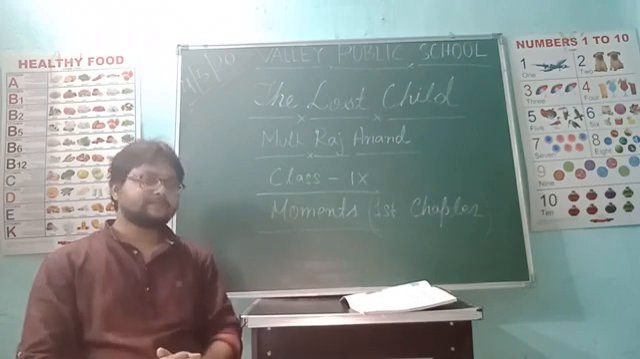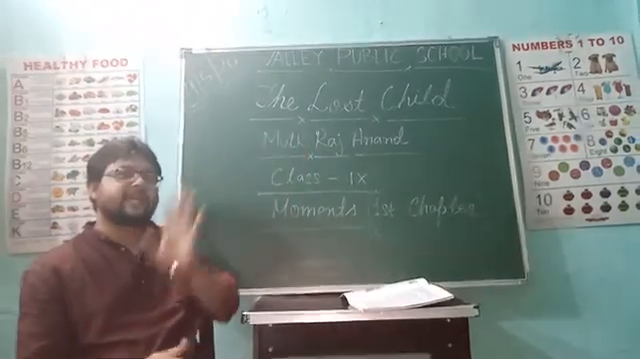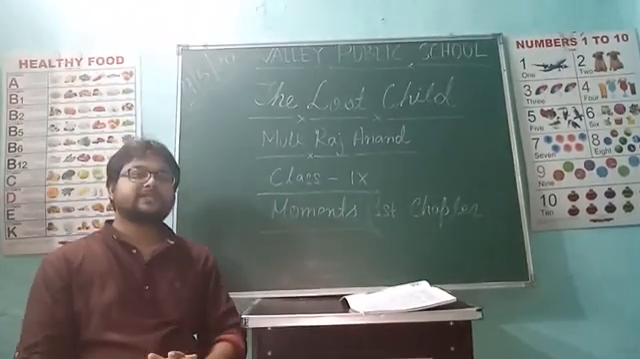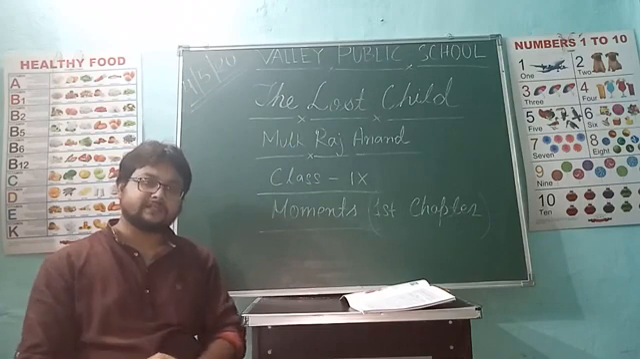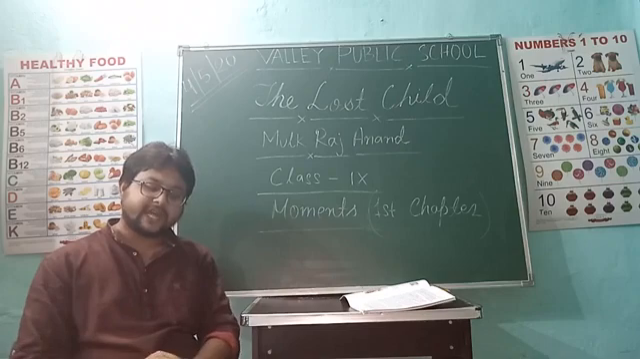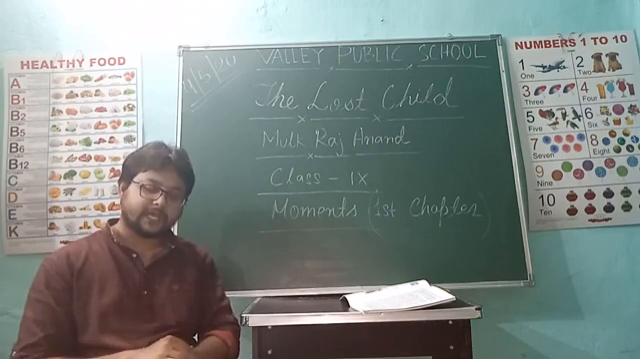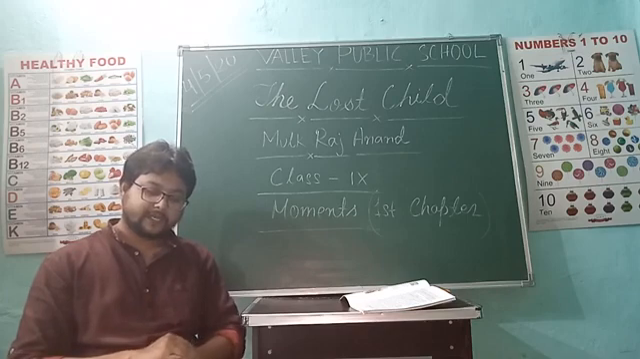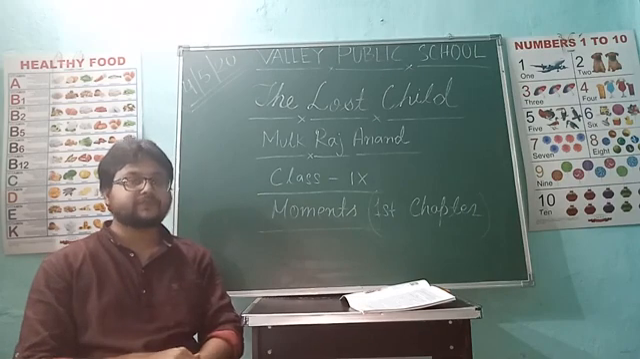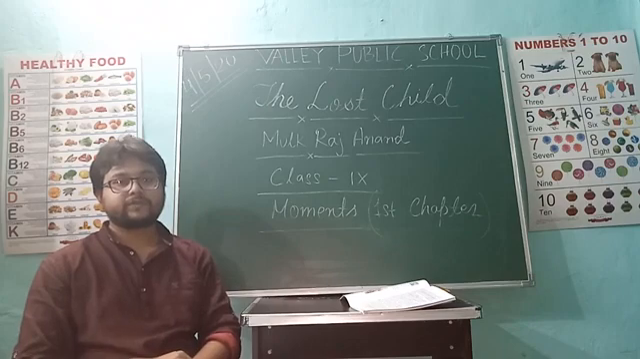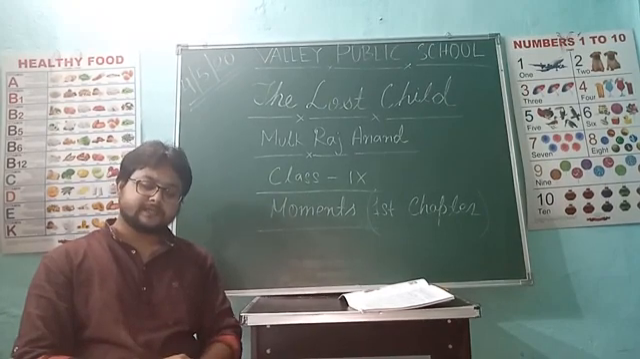So students, starting with the first chapter of Moments, The Lost Child, written by Mulk Raj Anand. Let me say something regarding the author, Mulk Raj Anand. Mulk Raj Anand, a famous Indian writer and an art critic, was born in Peshawar in Punjab on December 12, 1905. He was very popular in India and he breathed his last on September 28, 2004. So not long back he passed away, and he was very popular. He was an Indian writer.